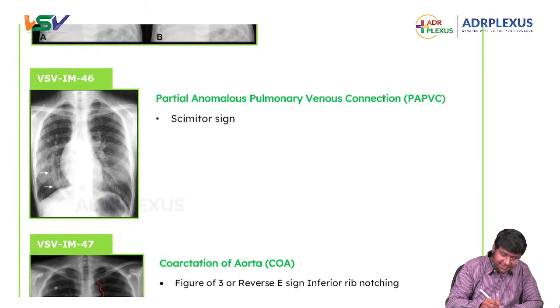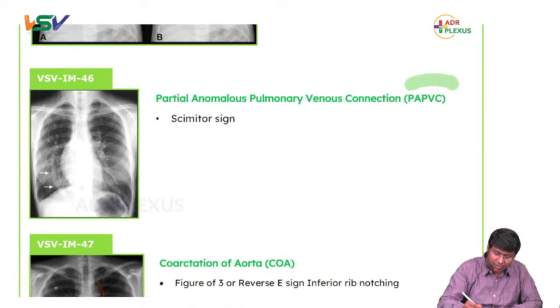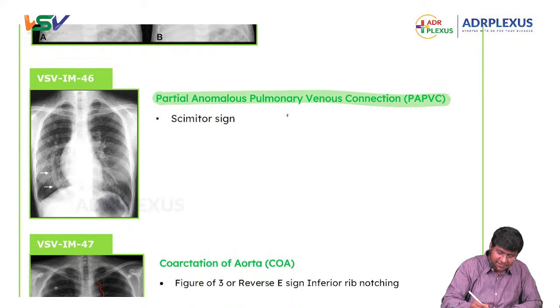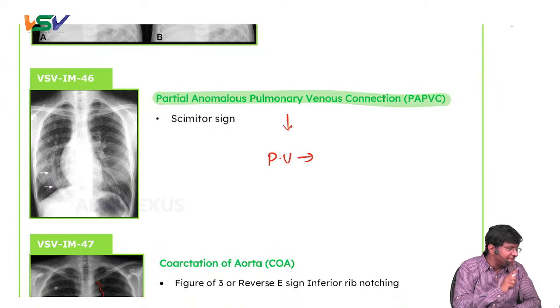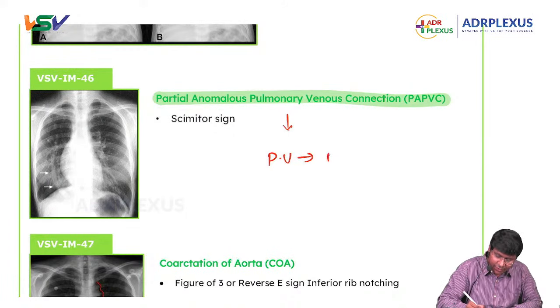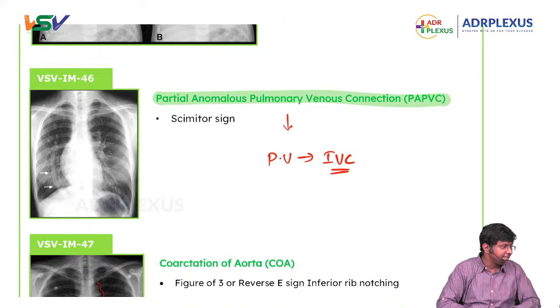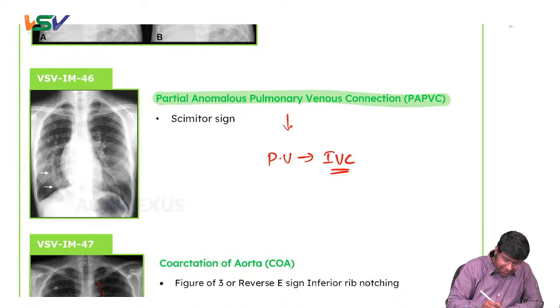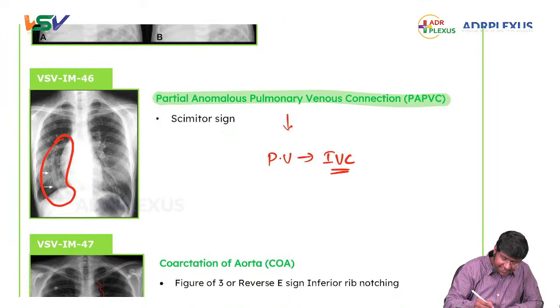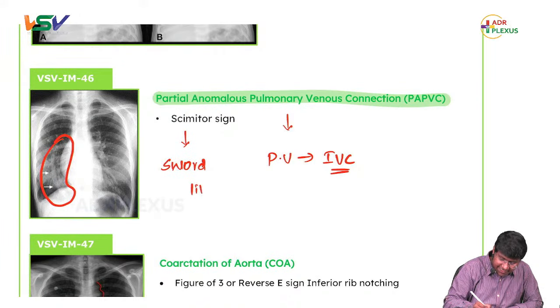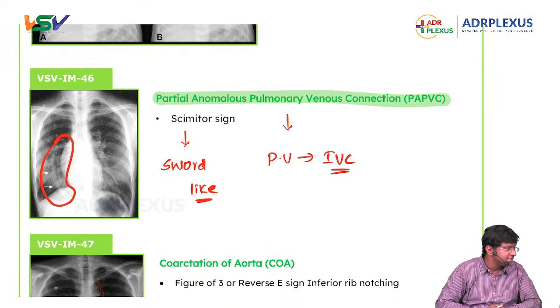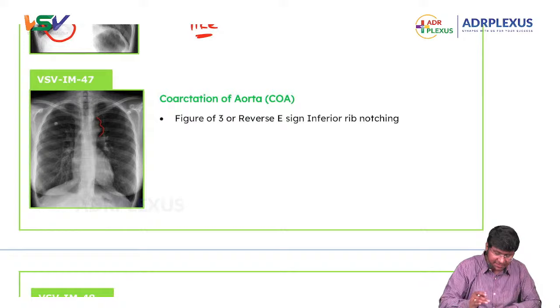Then the scimitar sign. Where do you have this scimitar sign? That is in case of partial anomalous pulmonary venous connection, where one pulmonary vein, instead of opening into the left atrium, opens into the inferior vena cava. There you can see what is called the scimitar sign, where you have a sword-like appearance over the right paratracheal area. That is what is called the scimitar sign, observed in partial anomalous pulmonary venous connection.